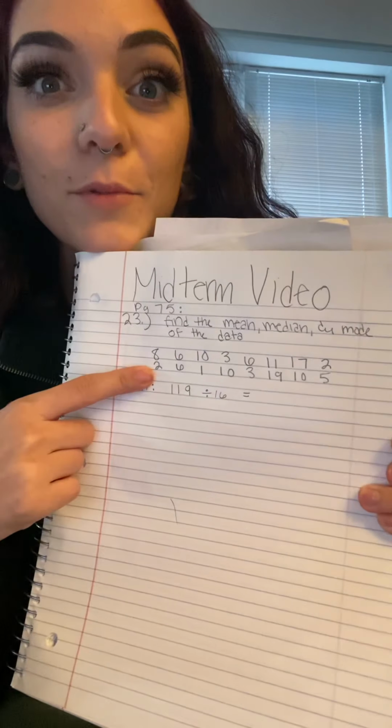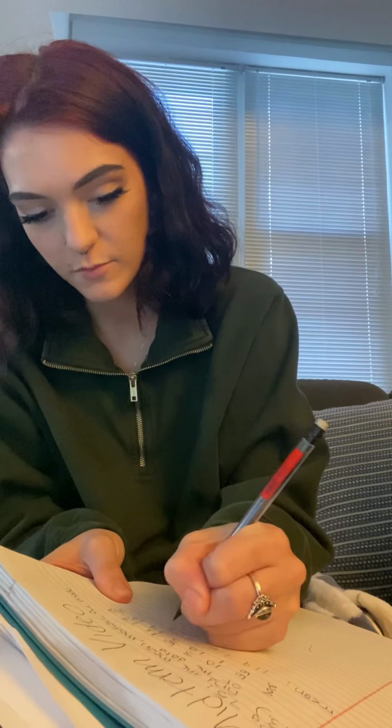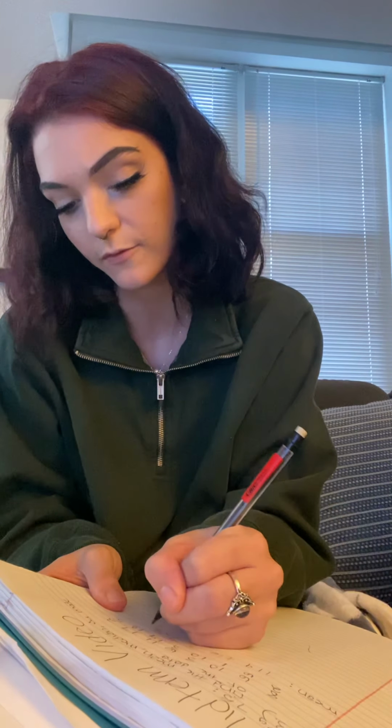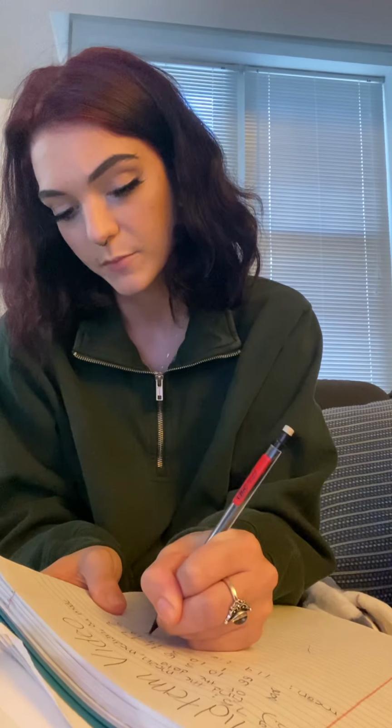There are 16 numbers in this group. So if we take 119 and we divide that by 16, we will get 7.4375, which rounded to the nearest hundredth will be 7.44, because the 7 rounds the 3 up to a 4.